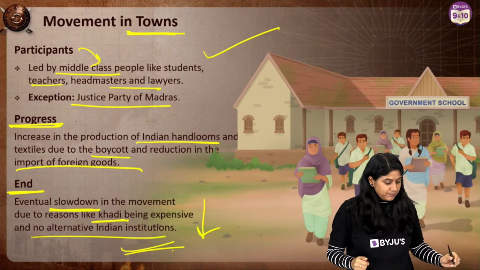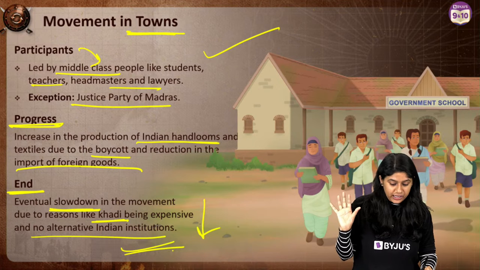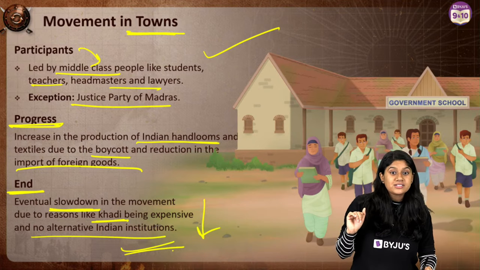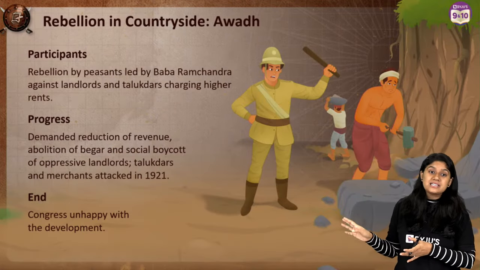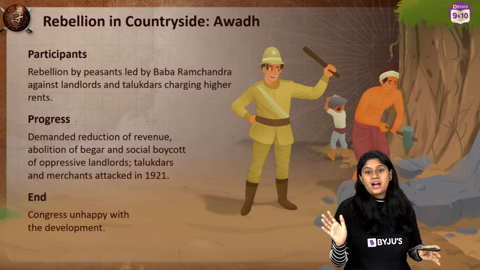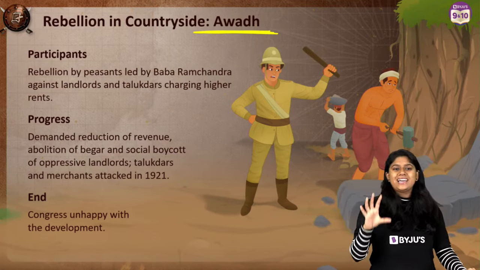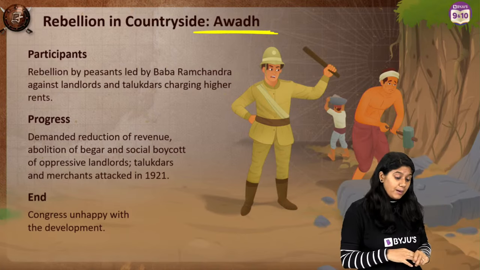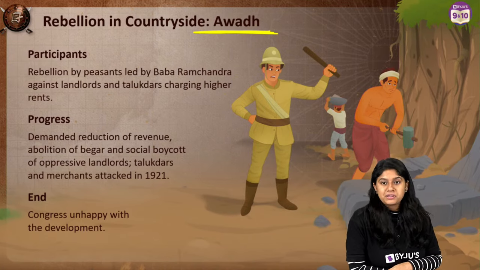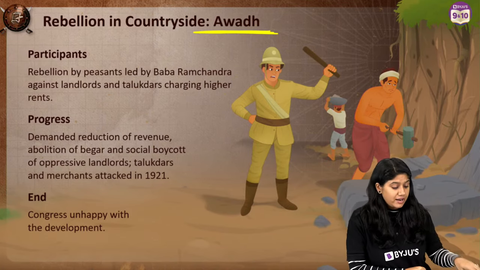Yes, chaliye. Now, let's talk about what was happening in the countryside. Now, this is interesting, everyone. Okay, now we'll be discussing what was happening in the countryside. Gaon mein kya chal raha tha? Now we'll be discussing Avadh, a case study hai, choti si case study ek jagah ki, theek hai? Ab, Avadh is in Uttar Pradesh, and we saw something happening over there also. What happened over there, everyone?